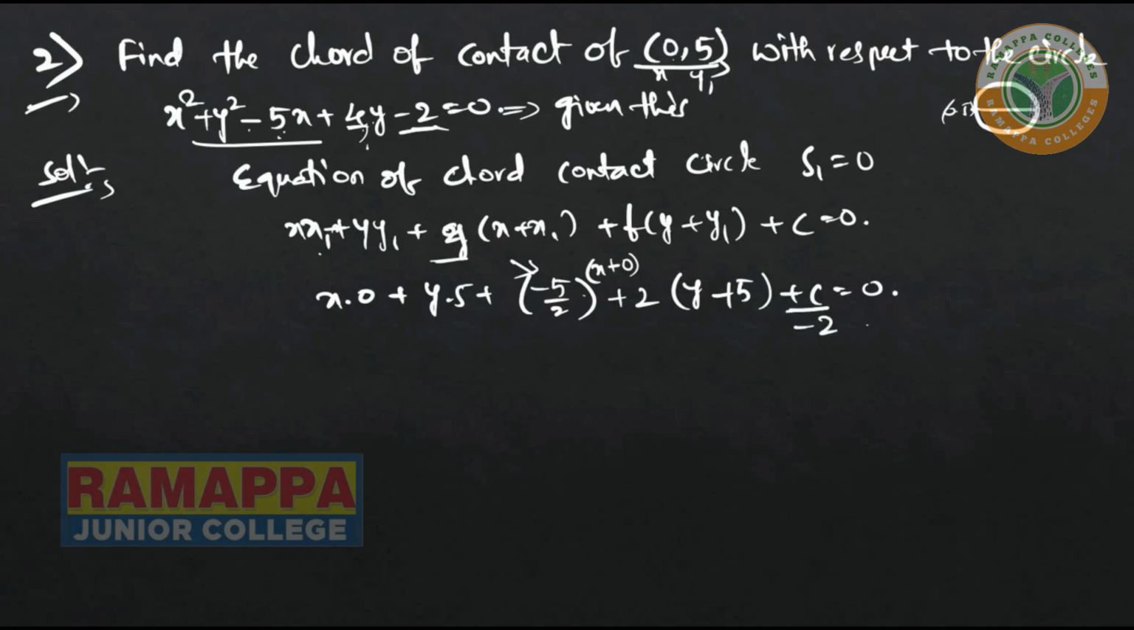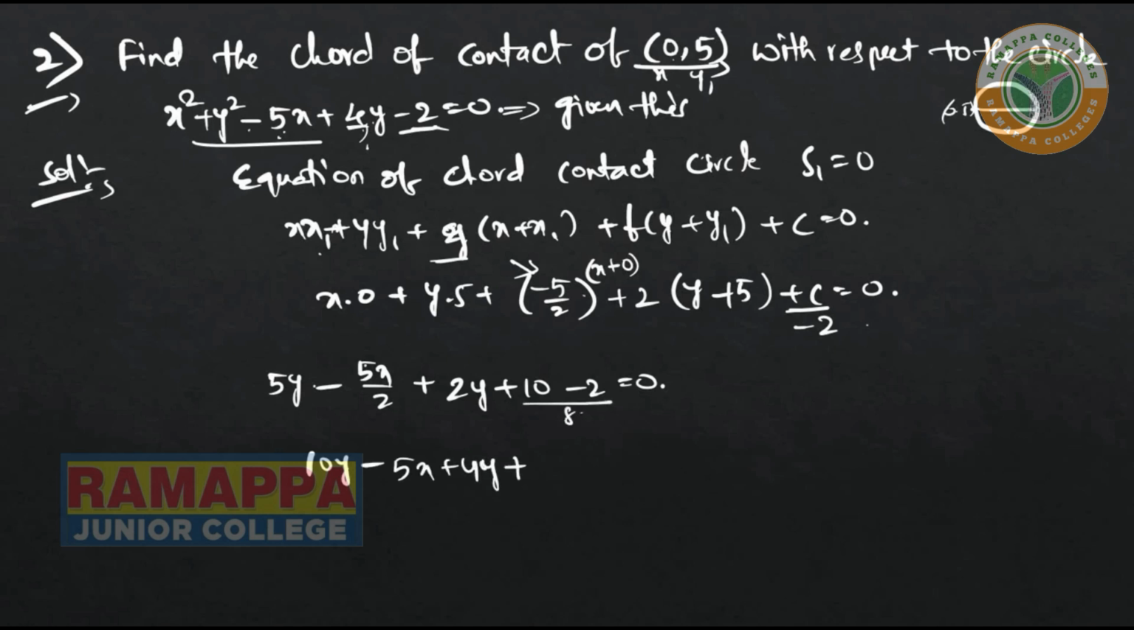Now here it leads to 5y minus 5x by 2 plus 2y plus 10 minus 2 is equal to 0 here. So this is the answer we get here, and if you want to modify, you can modify this one also. So taking the LCM, it will become 10y minus 5x plus 4y plus 16 is equal to 0.